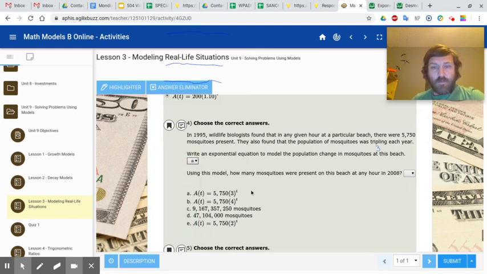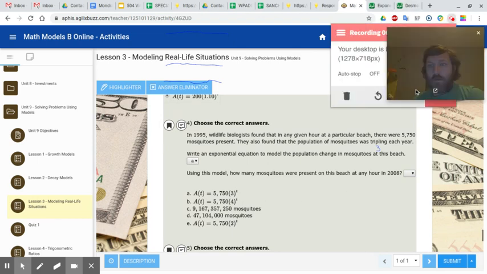After that, you can do this easily yourself. You want to know 2008. So that's 13 years later. So you're going to use 13. And you're going to put 13 in for T in this formula and solve. So you can do that one on your own. And that gets us through this lesson.